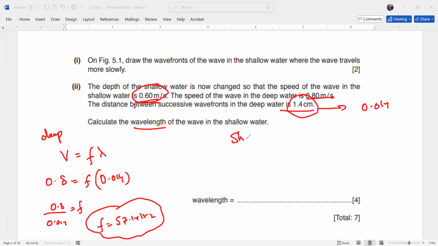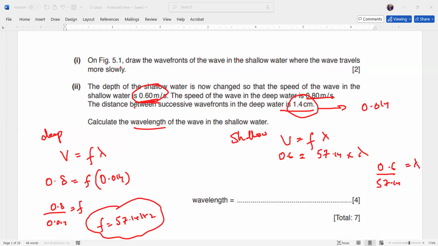So we write the same formula but now for the shallow region. The same V equals f lambda. What is the speed in the shallow? It's 0.6, so we write 0.6. Frequency in the shallow will be the same as frequency in the deep, that is 57.14, multiplied by lambda. Wavelength will be 0.6 divided by 57.14.